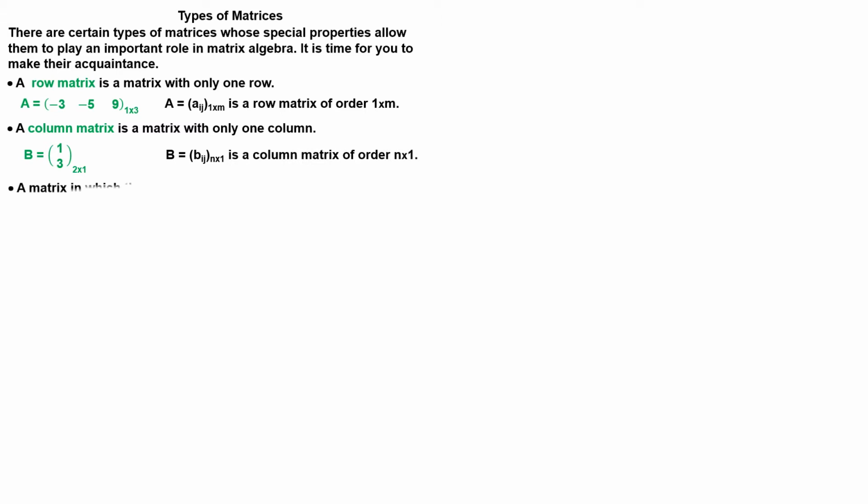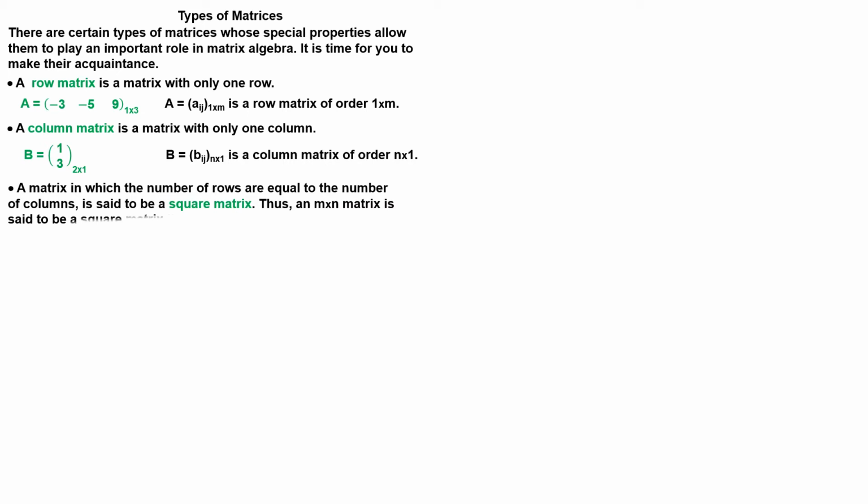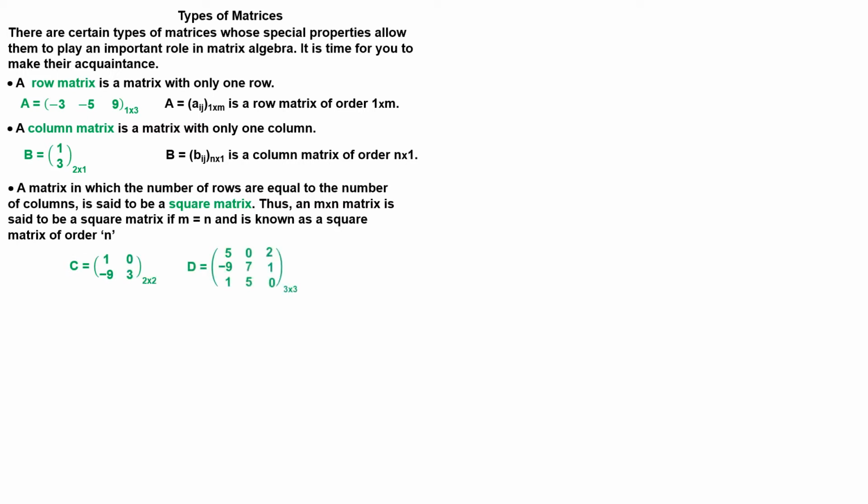A matrix in which the number of rows is equal to the number of columns is said to be a square matrix. Thus, an m by n matrix is said to be a square matrix if m equals n, and it's known as a square matrix of order n. Matrix C is a square matrix of order 2, and matrix D is a square matrix of order 3. In general, we write a square matrix as follows.